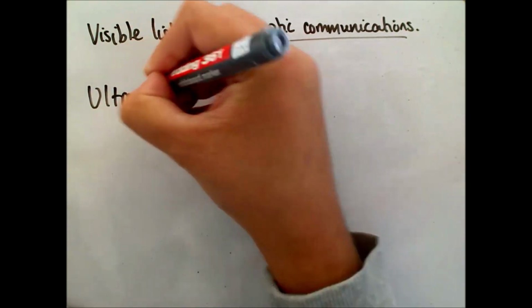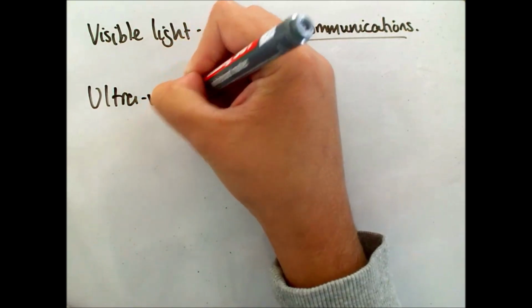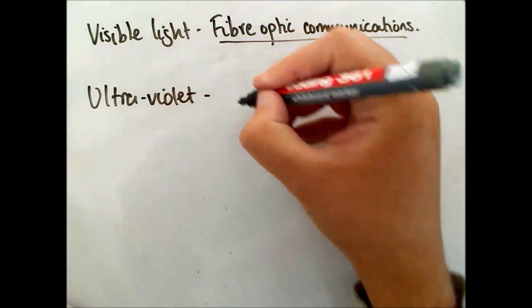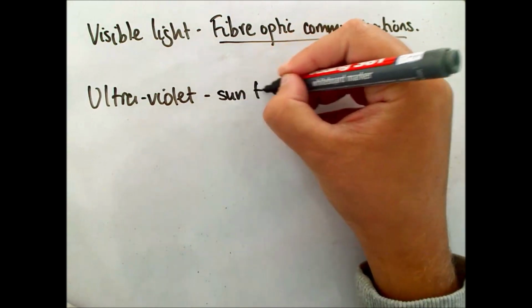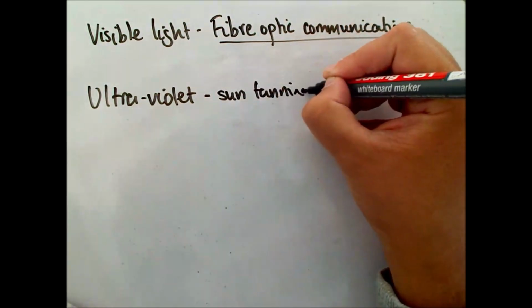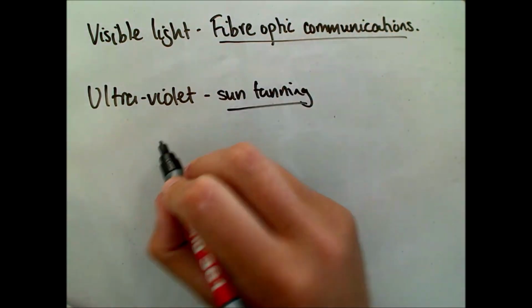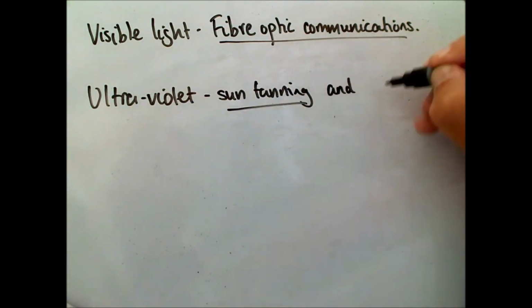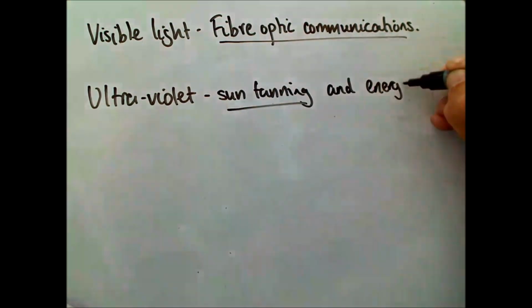We also have ultraviolet. As I mentioned before, this is what's used in sun tanning. So sun tanning beds, you might have heard of UV beds. And they're also used in energy efficient lighting.